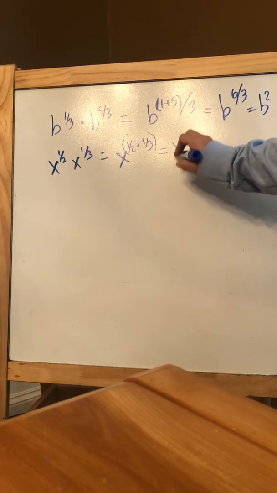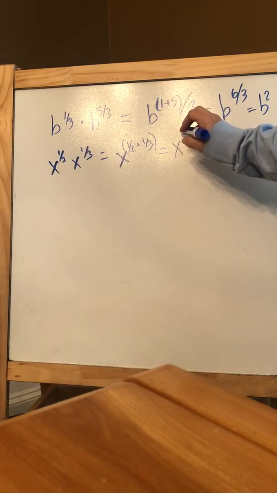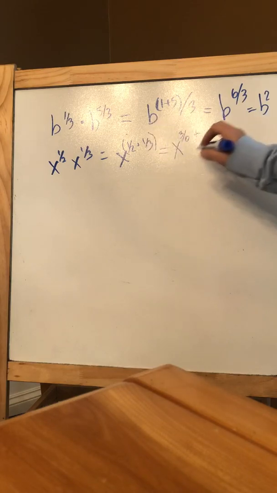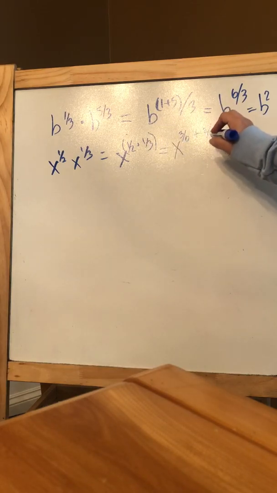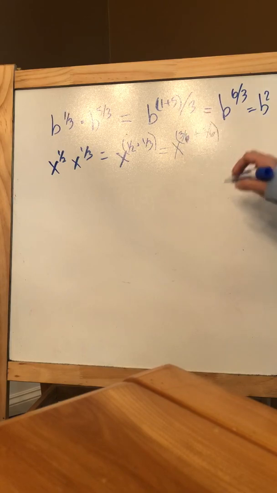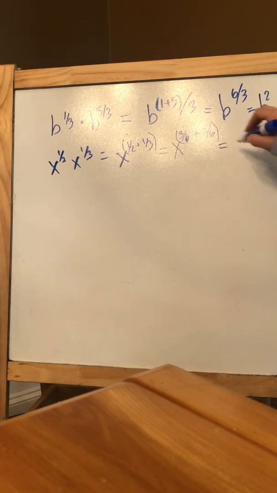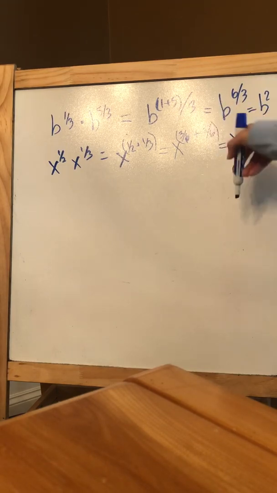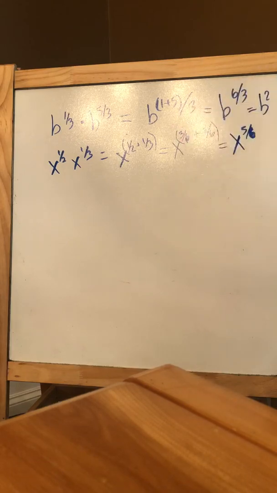So we have x to the 3/6 plus 2/6, correct? Now we have x to 5/6. We can just add them together now. 3 plus 2 is 5. Good, okay, let's keep going.